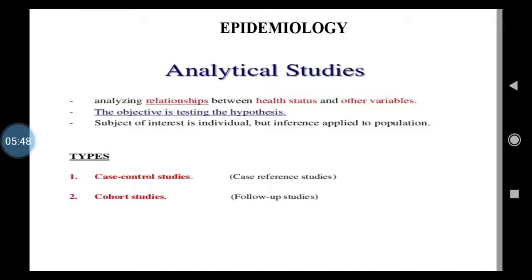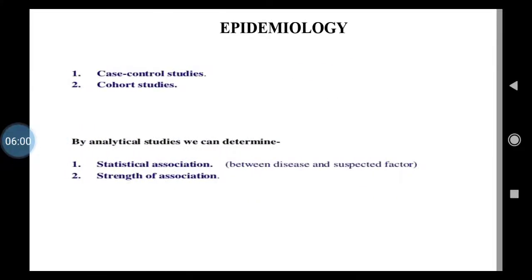So the simple meaning is also given in bracket, you can refer to that: case reference study, and cohort study means follow up study. Now the analytical studies are helpful to determine the statistical association. Whatever the factor is there and disease is there, they can be correlated by these analytical studies.